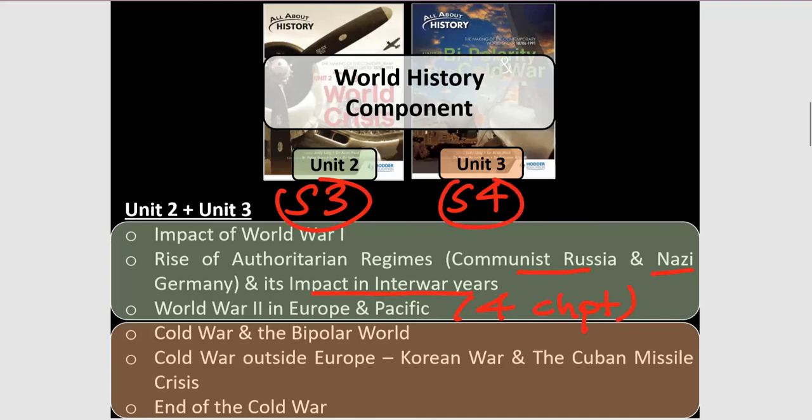When you get to Sec 4 and we are doing Book 3, the entire book is on the Cold War itself. So we'll be looking at the Cold War in Europe and the Cold War outside Europe, of which chapters will be devoted to one chapter on the Korean War, and another chapter on the Cuban Missile Crisis. The last chapter on its own will be on the end of the Cold War. Okay, so in the span of 2 years, you'll be doing all this, and for your N levels, you will stop at the Korean War.